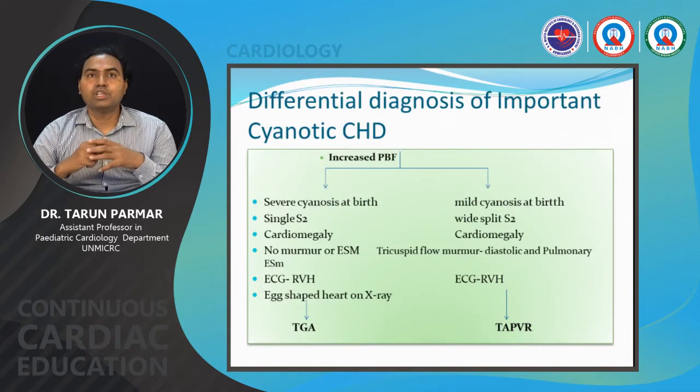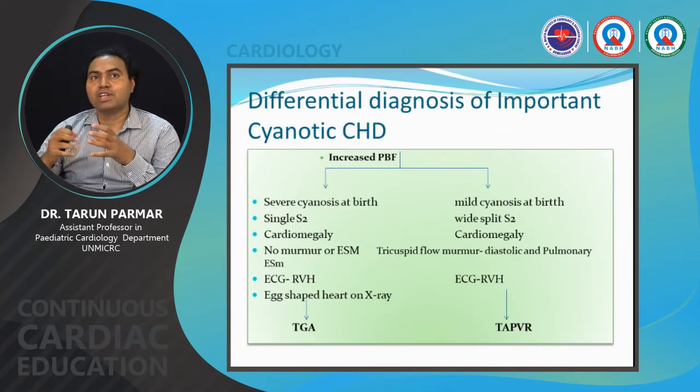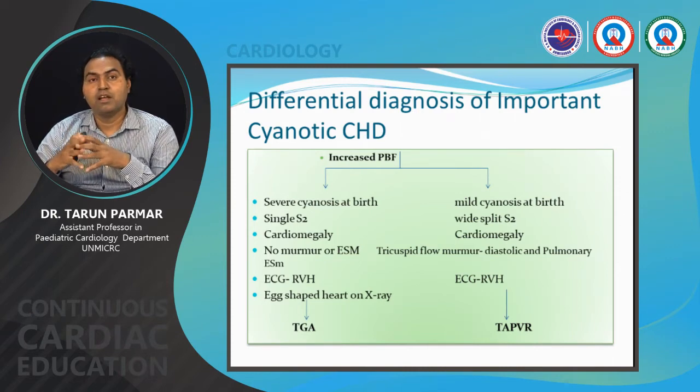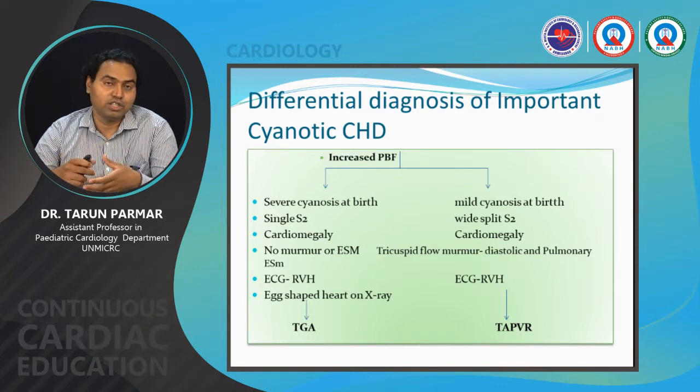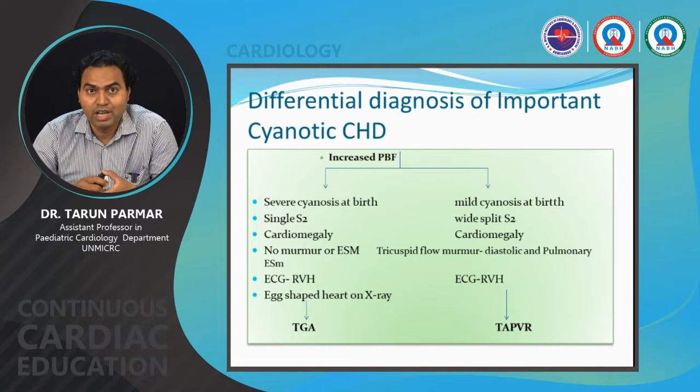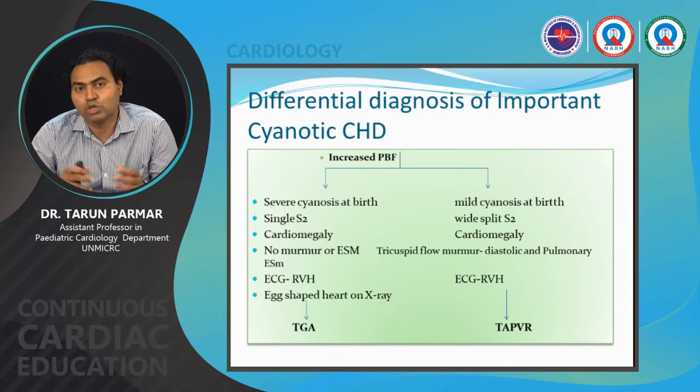So here we come to the differential diagnosis of important cyanotic CHD with increased pulmonary blood flow. How do you approach this patient? If there is severe cyanosis at birth, single S2, cardiomegaly, then no murmur or an ejection systolic murmur, and ECG showing RVH and an egg-shaped heart on the X-ray, then likely this is TGA. You are dealing with a TGA situation.